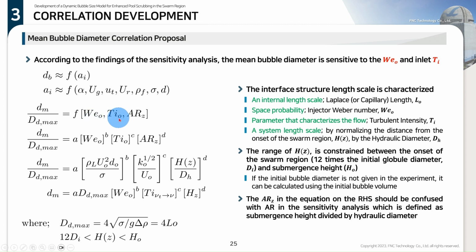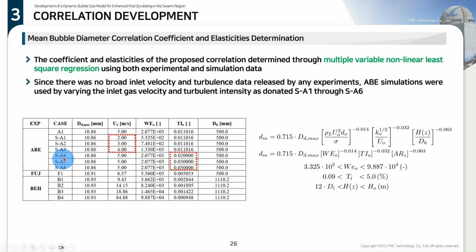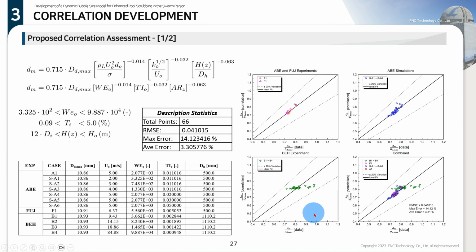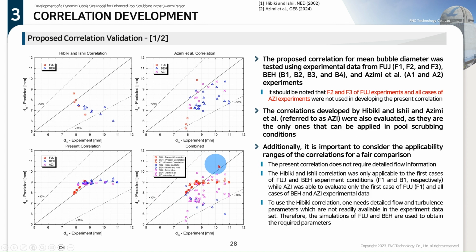injector Weber number, inlet turbulent intensity, and the aspect ratio of the system. Using the experimental and the simulation data with multiple variable regression analysis, this correlation is obtained. And once tested, it was found that the correlation has 3.3% average error and 14.1% maximum error, which is quite reasonable.